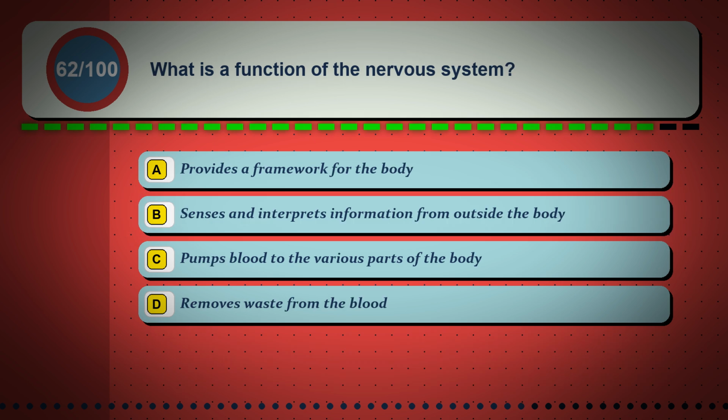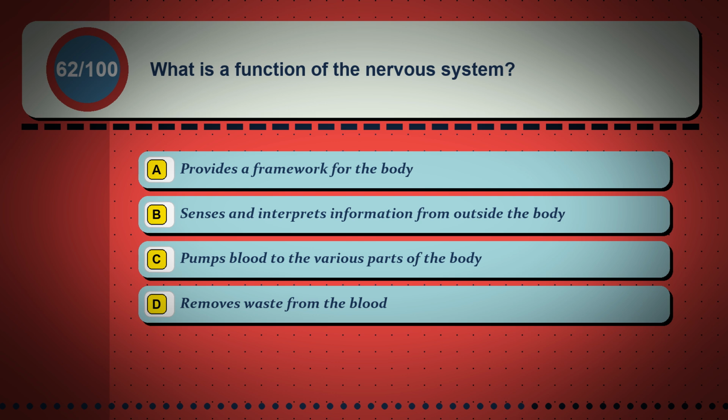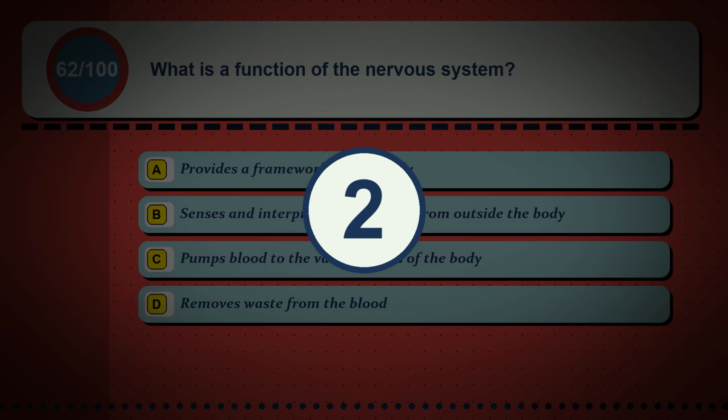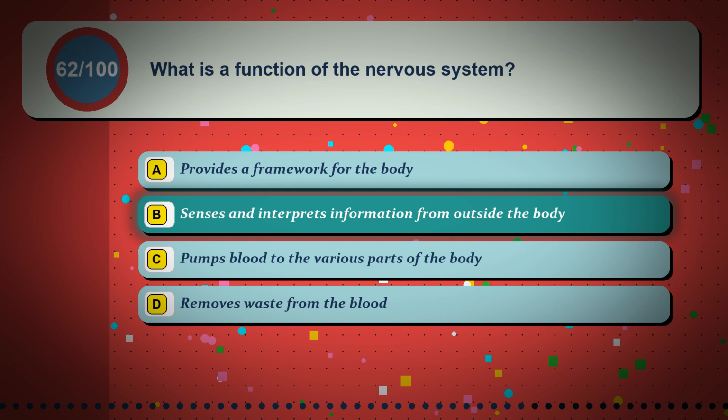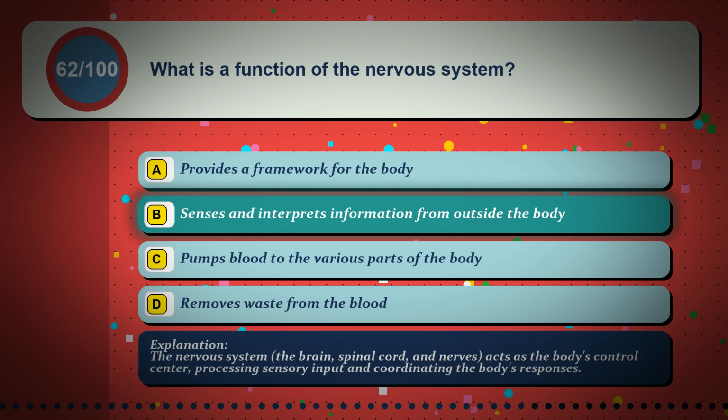Question 62. What is a function of the nervous system? Option A, provides a framework for the body. Option B, senses and interprets information from outside the body. Option C, pumps blood to the various parts of the body. Option D, removes waste from the blood. The correct answer is option B, senses and interprets information from outside the body. The nervous system, the brain, spinal cord, and nerves, acts as the body's control center, processing sensory input and coordinating the body's responses.